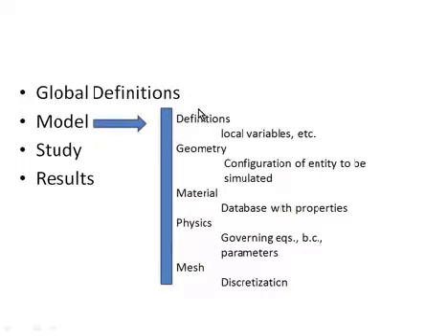The model includes these 5 different categories. Each model also includes definitions, functions, variables, and so forth. The geometry, this is the configuration of the entity to be simulated, what it looks like. Material, this is a database with properties that can be selected. Physics includes the governing equations for the different processes, the boundary conditions, and parameters that describe the model. The mesh describes how the geometry is discretized.